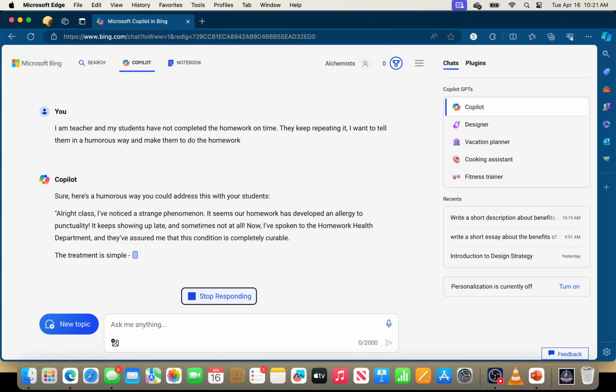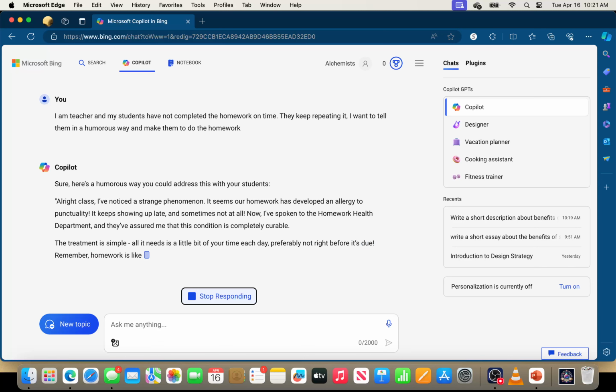And they have assured me that this condition is completely curable. The treatment is simple. All it needs is a little bit of your time each day, preferably not right before it's due. So it's pretty nice, definitely.